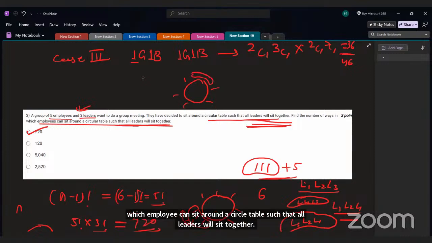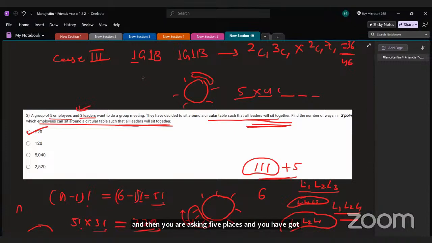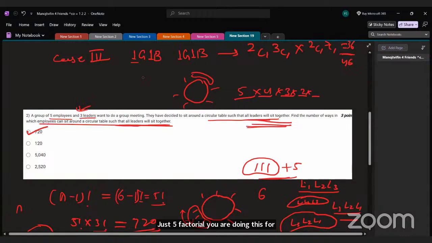Okay, and then you are asking 5 places, and you have got just 5 factorial. You are doing this for normal permutation, but here we have got circular permutation. That's why this will be wrong.